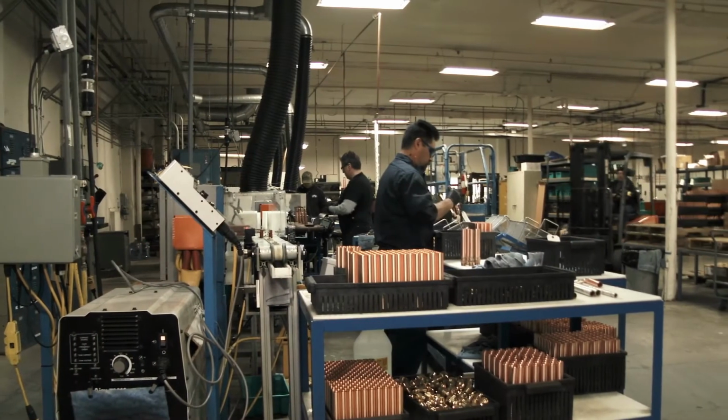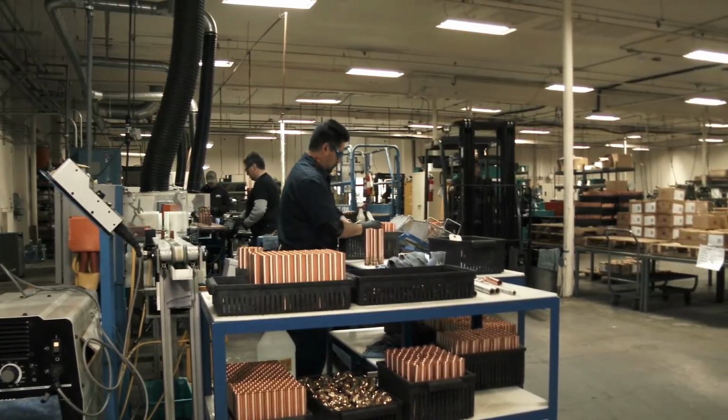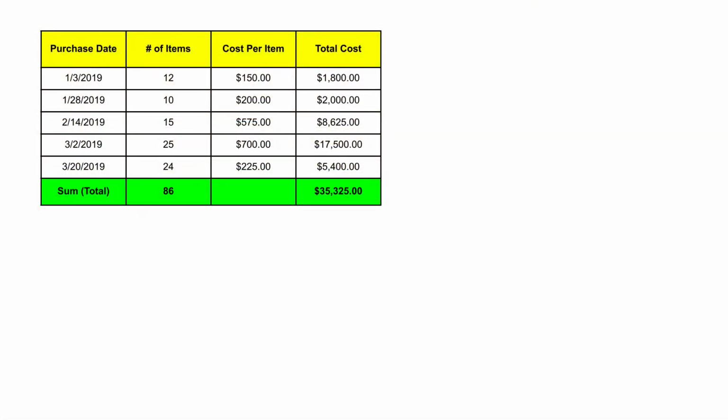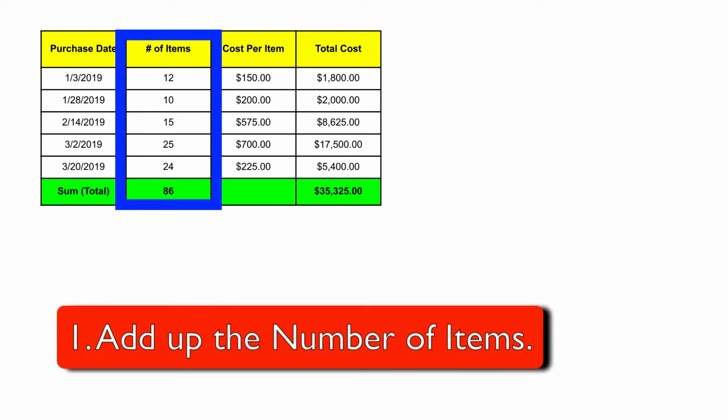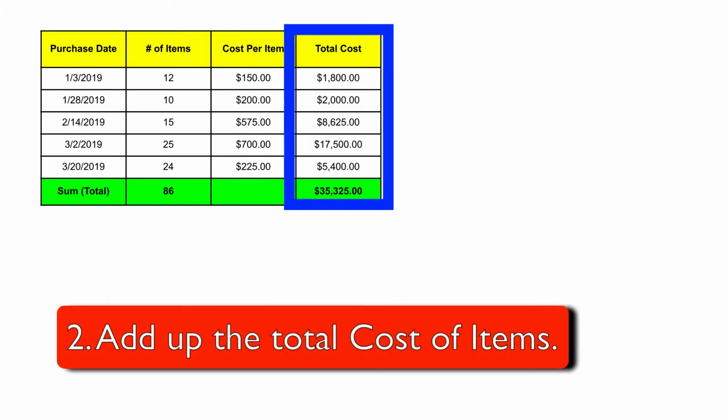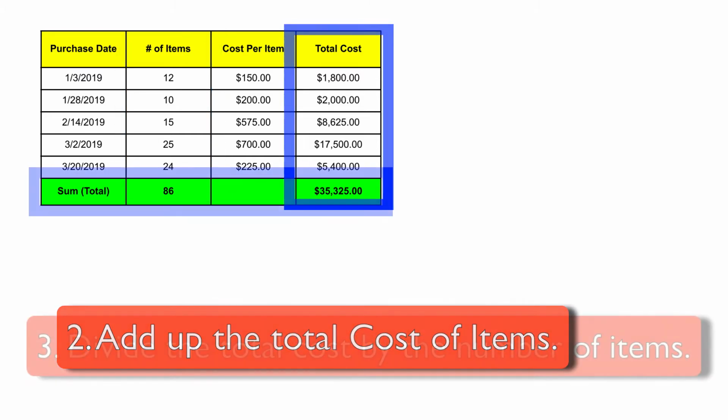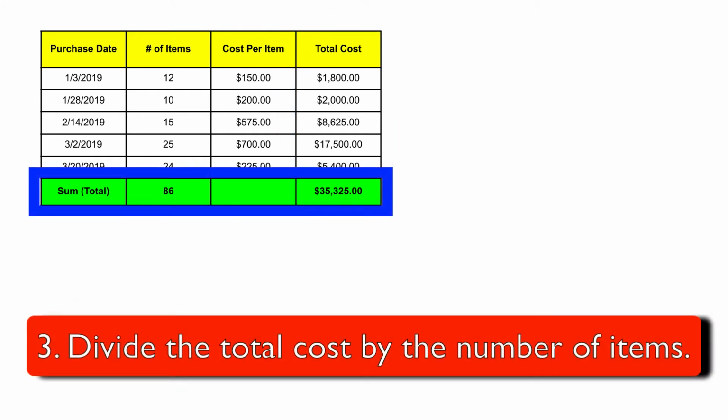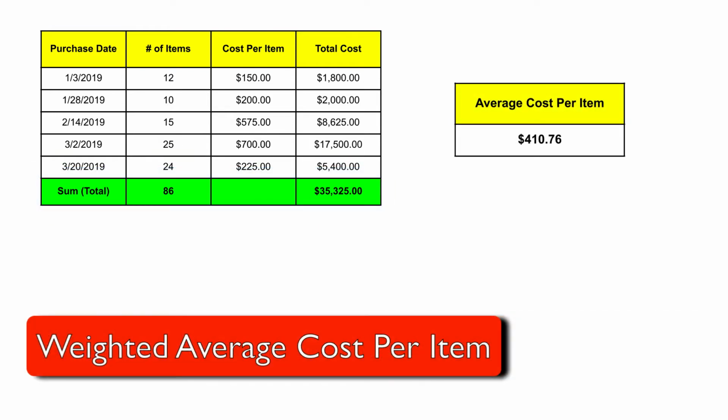While this may not be critical to inventory management, it will help you understand how inventory is valued when using an average cost method. On the screen, you will see a company that sells goods. This sales ledger shows our data for the first quarter of the year. As you can see, we first add up the total number of items, and then we add up the total cost of all the items.